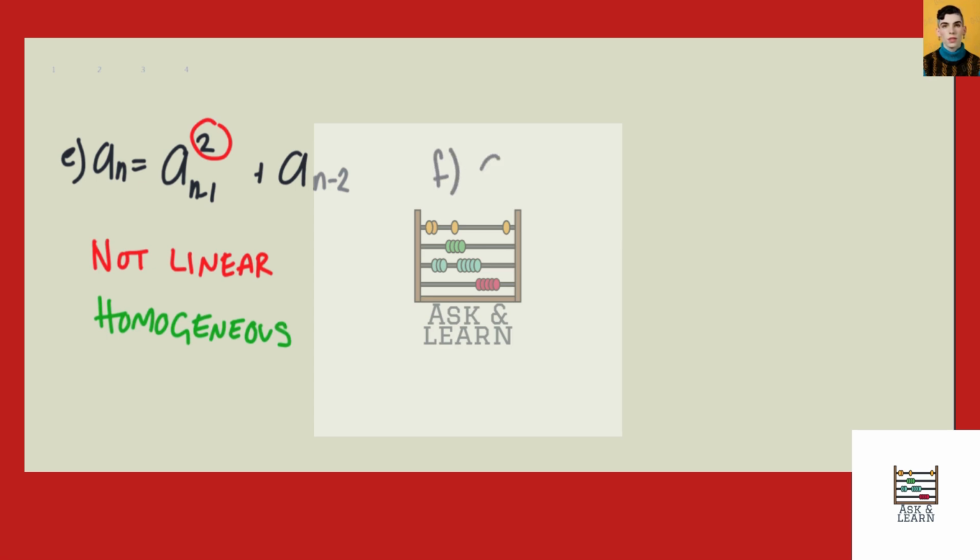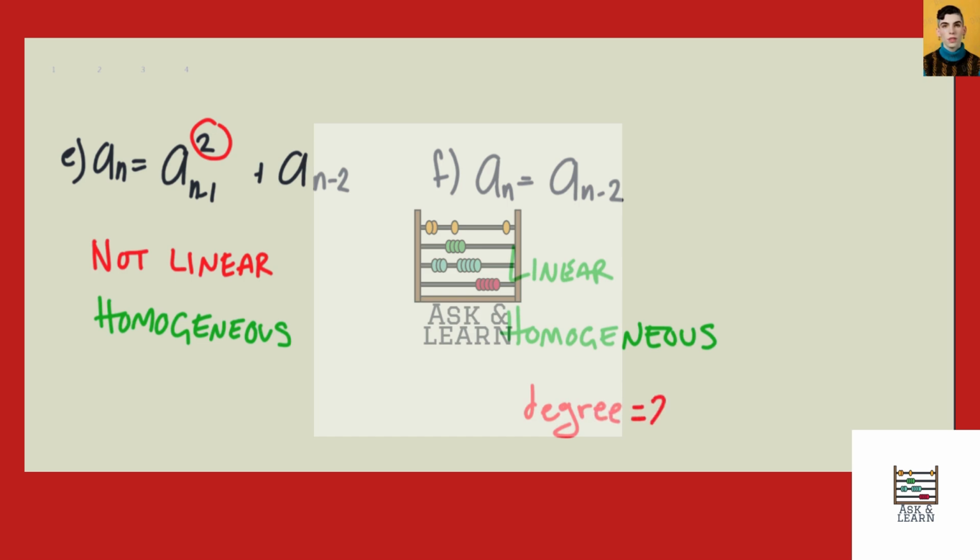For F, we get that a_n is simply equal to a_{n-2}. Very boring. At some point, you're just going to get the string of the same numbers. But for this exercise, we can state that it is linear, right? Because nothing is being squared, nothing is being multiplied by anything other than a constant, and it is also homogeneous. And this is because, again, there is no constant term. And so we can determine the degree is equal to 2.